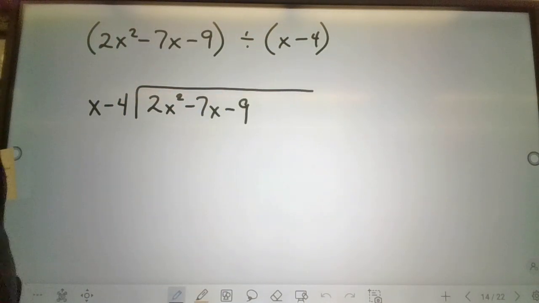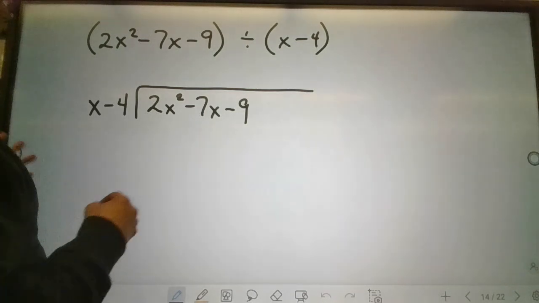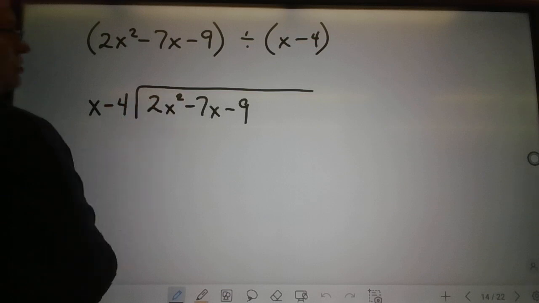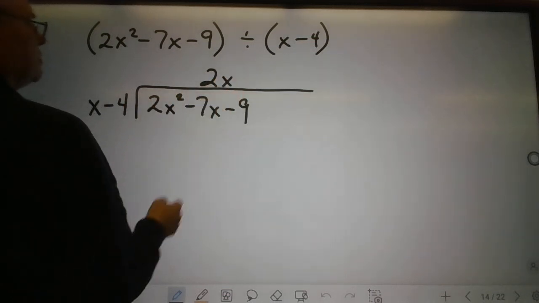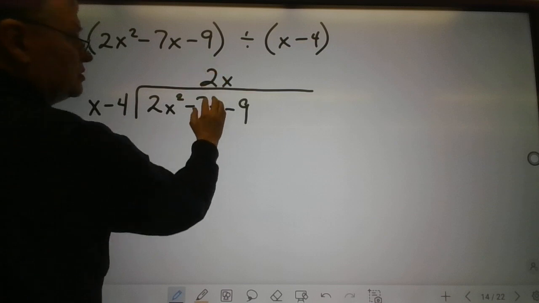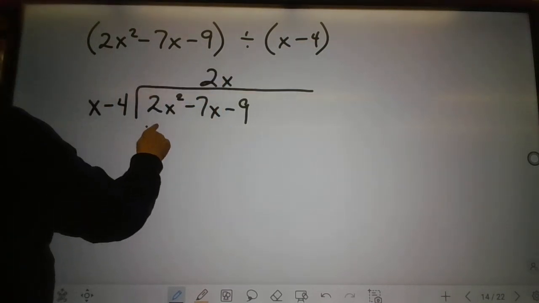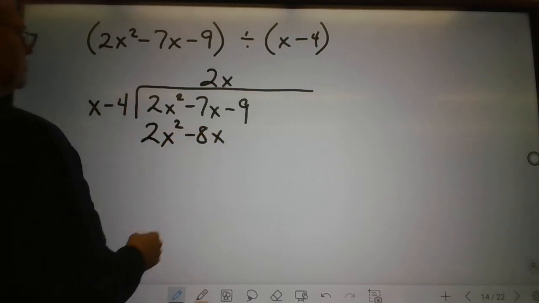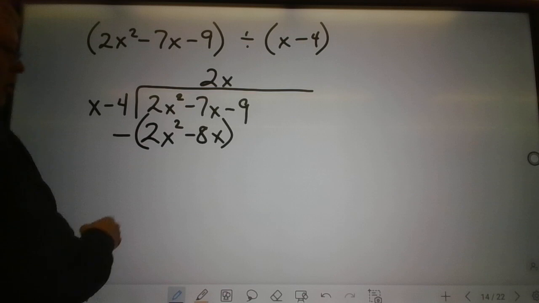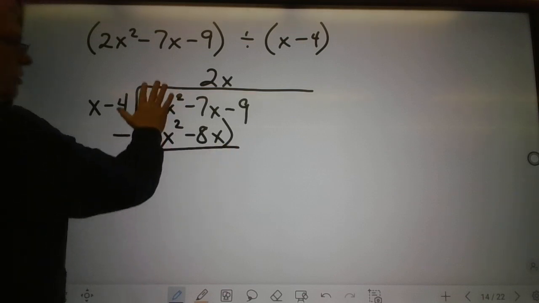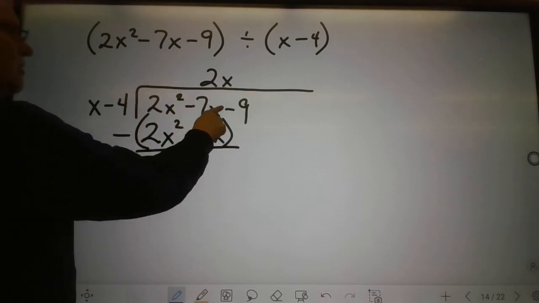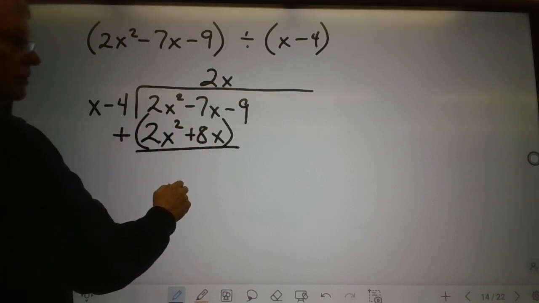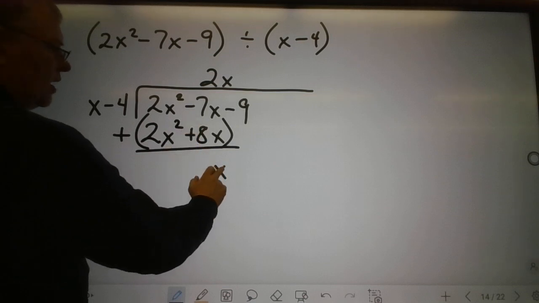Try another long division problem here for you. Again, might work with reverse FOIL, then again, it might not. So I'm looking at what times x will give me a 2x squared. Well, that will be a 2x. And remember, I'm purposely putting this over here so the x lines up with the x. 2x times x is a 2x squared, and a 2x times a minus 4 is a minus 8x. And I am subtracting all of that. 2x squared minus 2x squared, it's gone. A minus 7x minus a negative, like adding a positive. So this would give me a positive 1x.